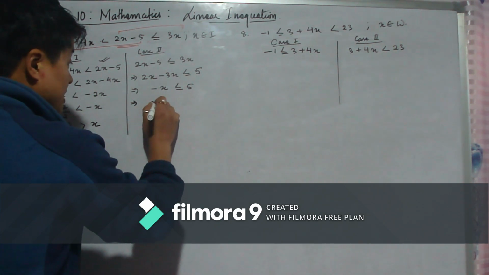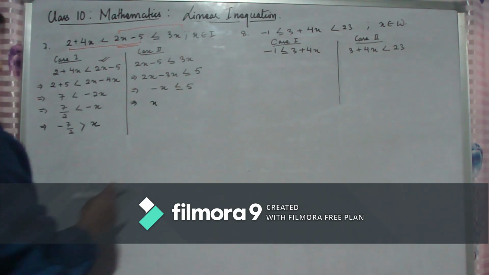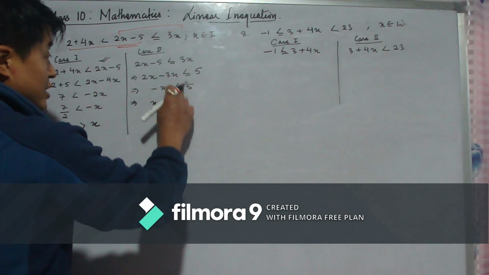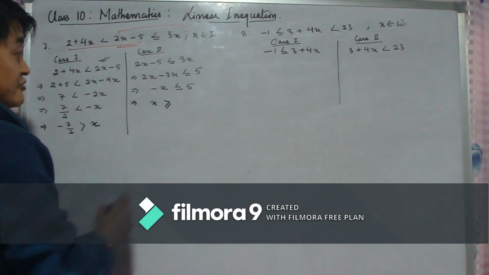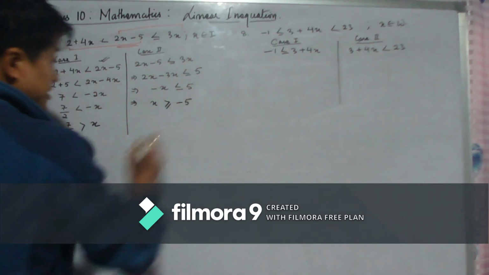So this will become x. When we multiply with a negative number, at that time the inequality sign will change. This will become minus 5.